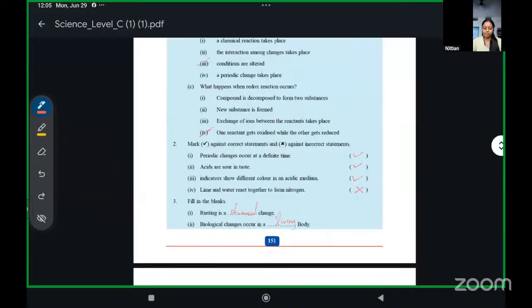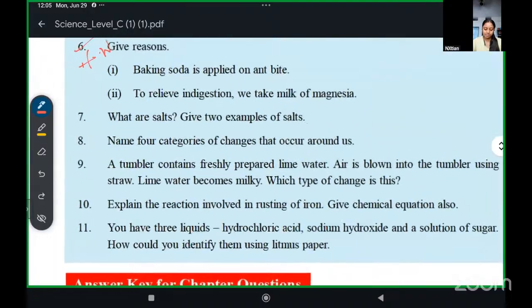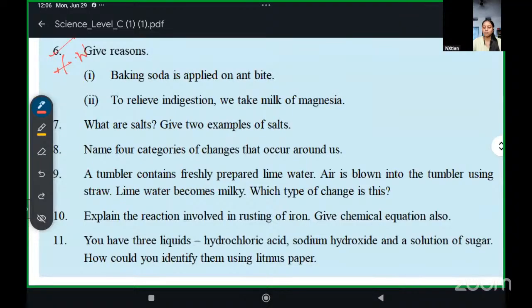Now, next question. Can you tell me one type of change quickly? Every one of you, any one type of change. Chemical change. Okay, Hannah. What else? Physical change. Yes. What else? Reversible change. Yes, that's right.